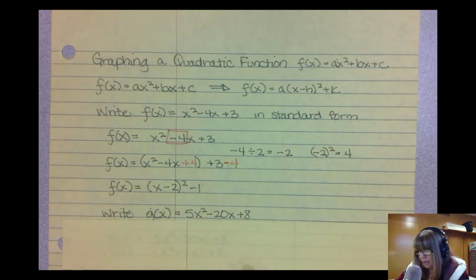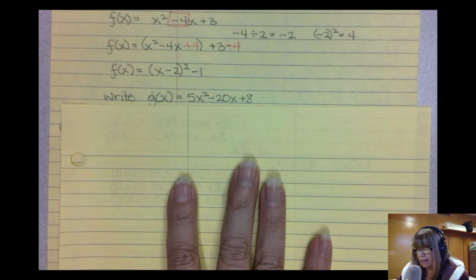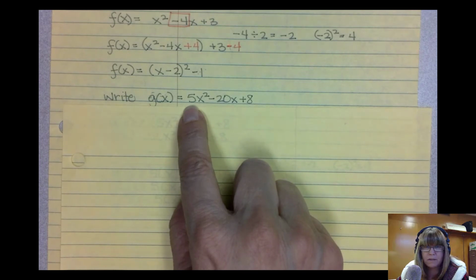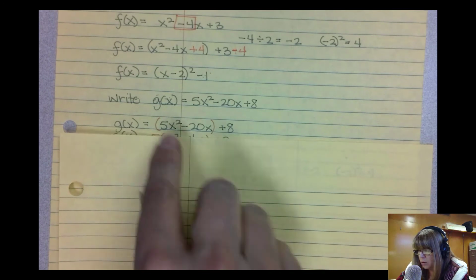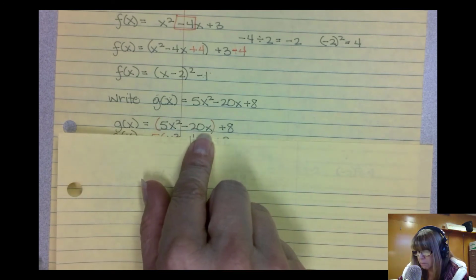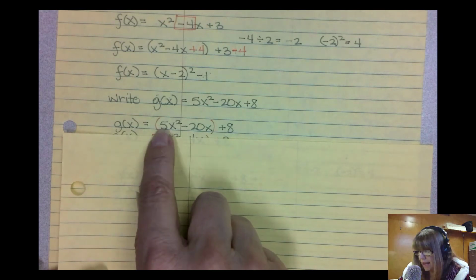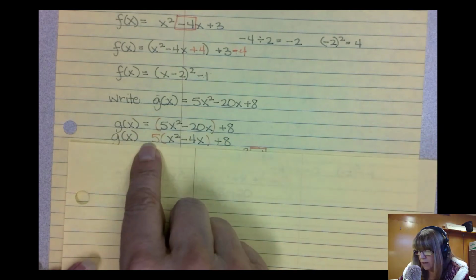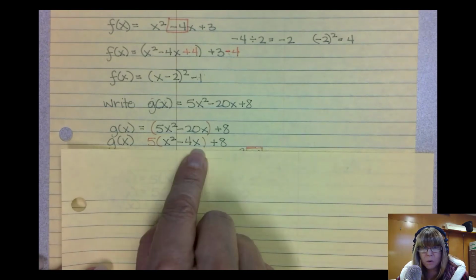Let's take another example. So we have g of x, 5x squared minus 20x plus 8. Now this one's a little bit more tricky because I do have a value in front of my x squared. So the first thing I want to do is group the first two terms, because that's ultimately what I'm going to use for completing the square. And I'll factor out this 5 in front. So if I factor 5 out of this blob, I get 5 times x squared minus 4x.